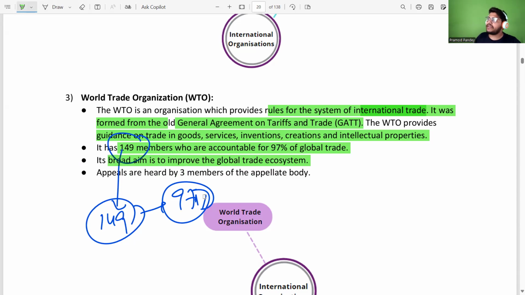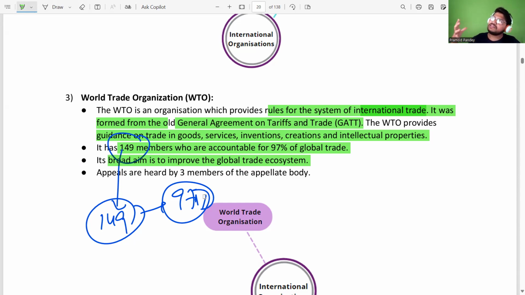So a question would be, what is basically the aim of the World Trade Organization? So what will be your answer? Obviously this will be in the options, but you have to select one. If it asks what is an aim of the World Trade Organization, it will be to improve the global trade ecosystem. Okay.